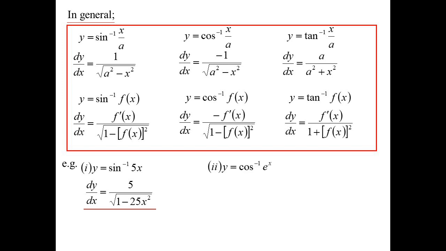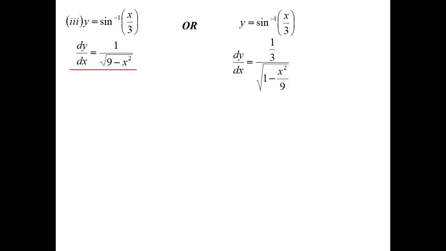Or the inverse cos of e to the power of x. Now this has the advantage because who cares? It's not a linear function. I can do it using the second idea and go, well, that one's minus the derivative, well, the derivative of e to the x is e to the x, over the square root of 1 minus the function squared, so 1 minus e to the 2x. I've got it in, bang, in one line.